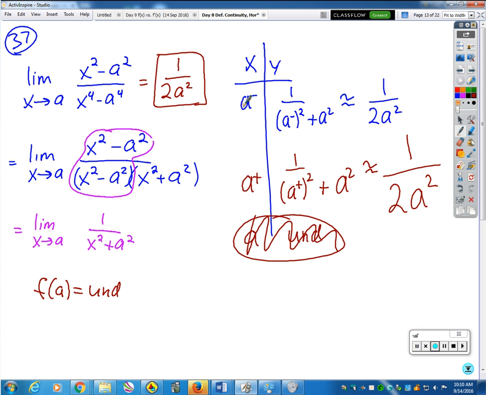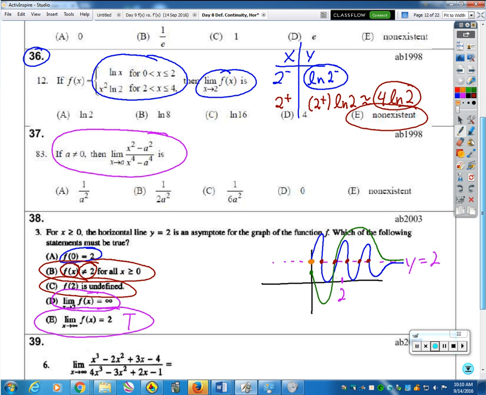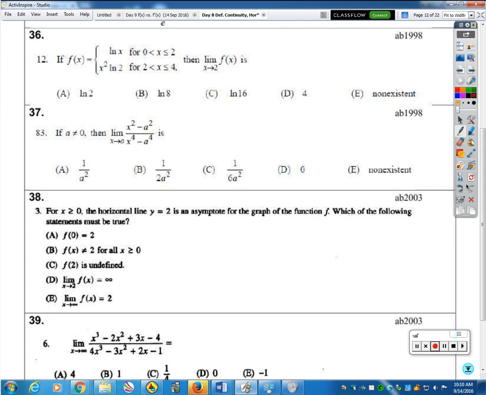Next one. Okay, 38. Once again, in 38, they're testing your knowledge of the fact that when they are referring to a horizontal asymptote, they don't use the word horizontal asymptote, but that's what that statement means. The horizontal line is an asymptote, therefore it is a horizontal asymptote. They're expecting you to remember what we've already talked about.